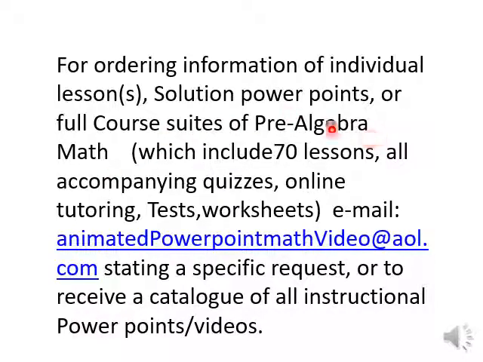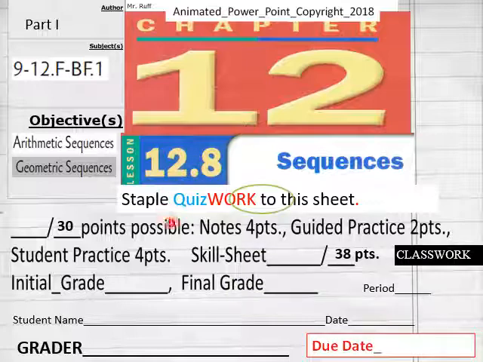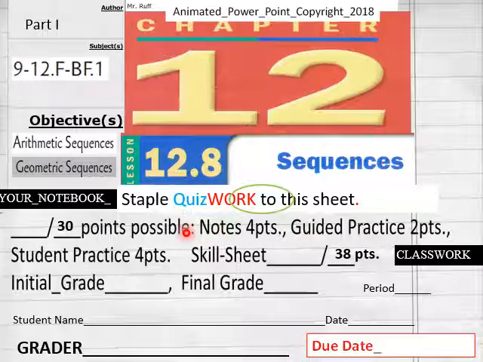Okay, everybody, get ready to do lesson 12.8 of pre-algebra math. Email me here, then we're going to do part 1. Email me for part 2. 12.8 sequences today, and then we have 38 points here for your class worksheet. Get that from me. I got a whopping 30 points here for your notebook taking. You can get a notebook taking guide from me as well.